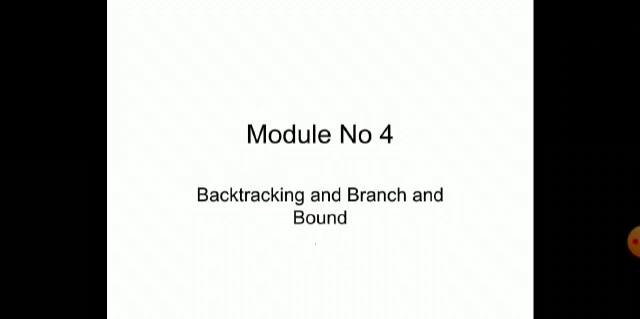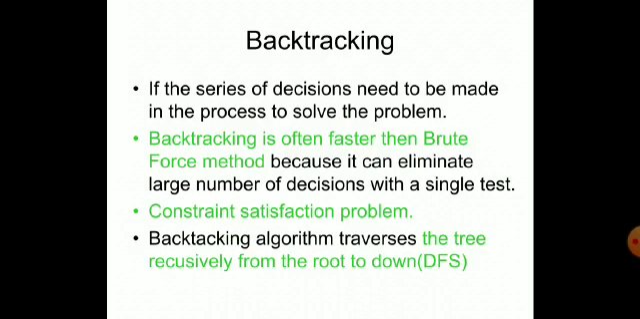Now let us understand what is backtracking. Backtracking approach is generally used if you are trying to find out all possible solutions for the given problem. When it comes to solving a problem, we are expected to take certain number of steps and in each step we need to take certain decision or we have to make certain choices. So backtracking approach is useful if the series of decisions needs to be taken in the process of problem solving.